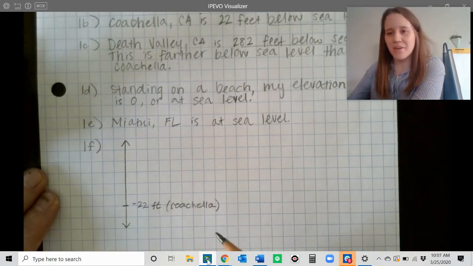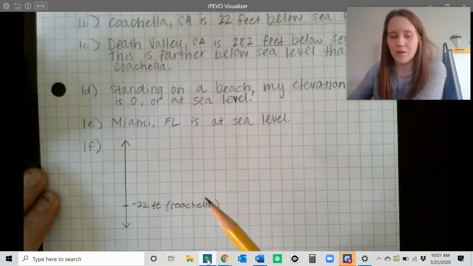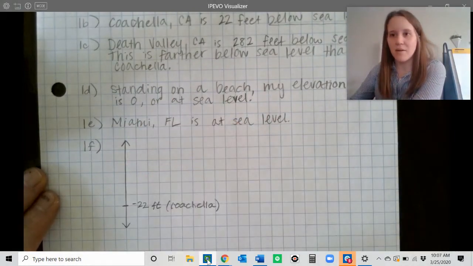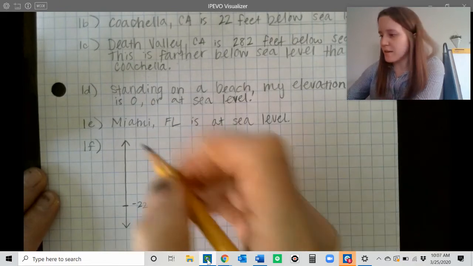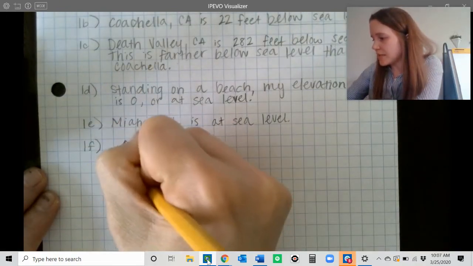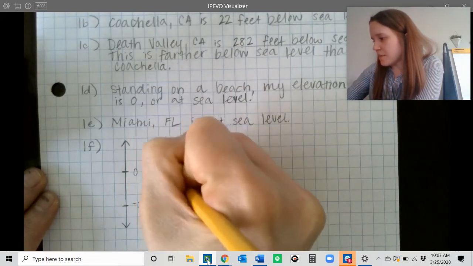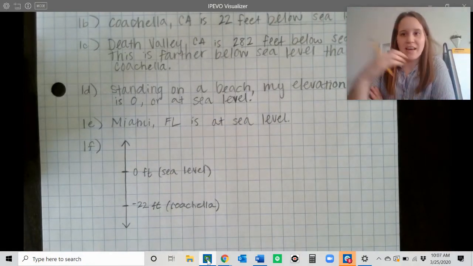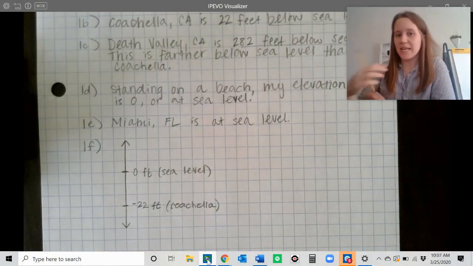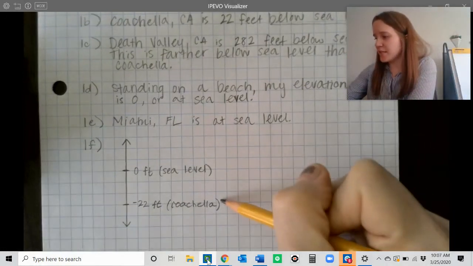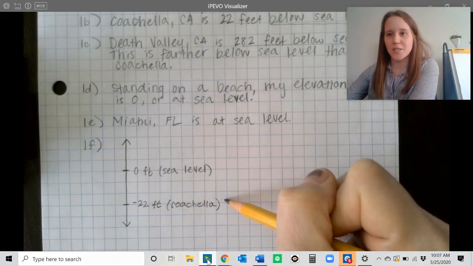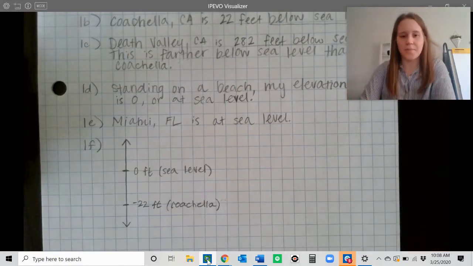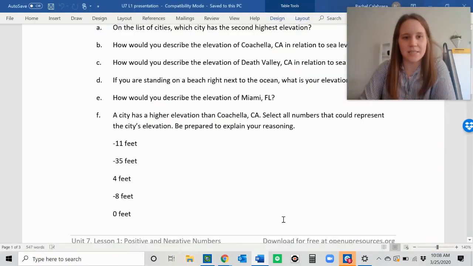Cool. I don't have any other numbers to put on here yet, but I always think it's helpful to put 0 on a number line to help us compare and kind of get our bearings. So I know that if Coachella is below sea level and 0 is sea level, then 0 must be above. So I'm going to put 0 here, and I'm going to call that sea level. All right, so the question asked me to find cities that are higher than Coachella. So anything that is on my number line above Coachella, so everything up here, will be higher, and that's going to be an answer that I pick. Anything that is below Coachella is an answer I'm not going to pick. So let's compare some of these cities.